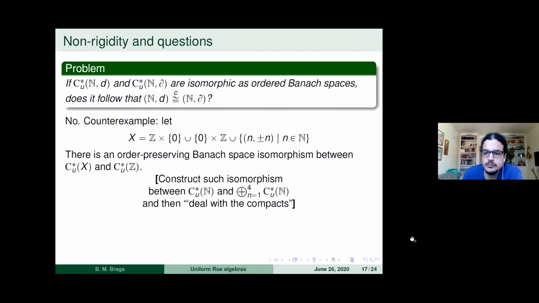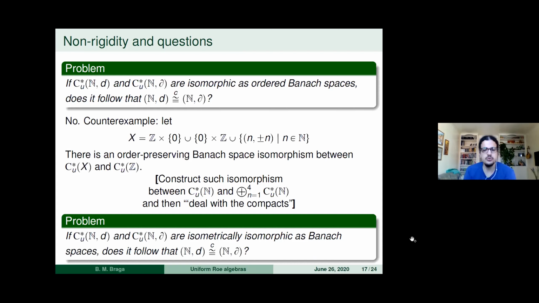Okay. But one thing I don't know is, if you just demand a Banach space isometry, if they are isometric as Banach spaces, is that enough? I have no idea. In the previous slide, I said that if it's an isometry that also preserves the order, then sure, you have a bijective coarse equivalence. But if you're just looking at isometry, I have no idea.